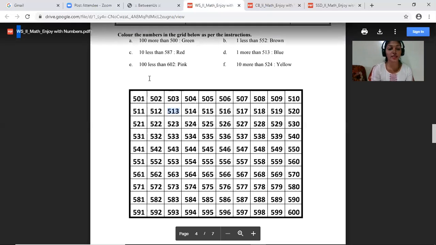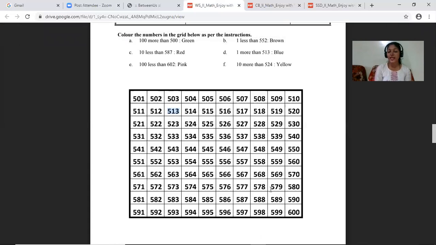Now let us go to the next one, that is 100 less than 602. 100 less than 602. When they are asking about 100, that means it is in the 100th place. Now you have to reduce one number from the hundreds place. So what is the answer you're getting?